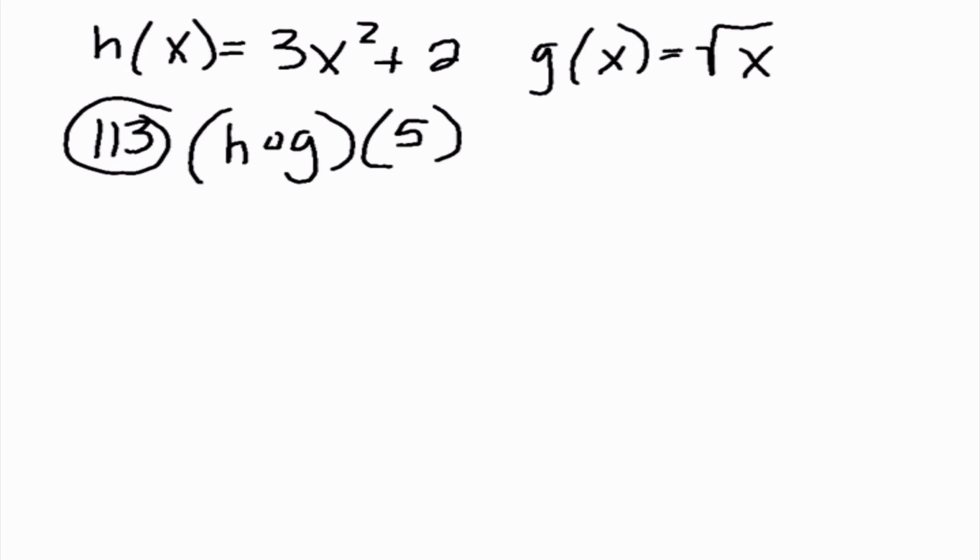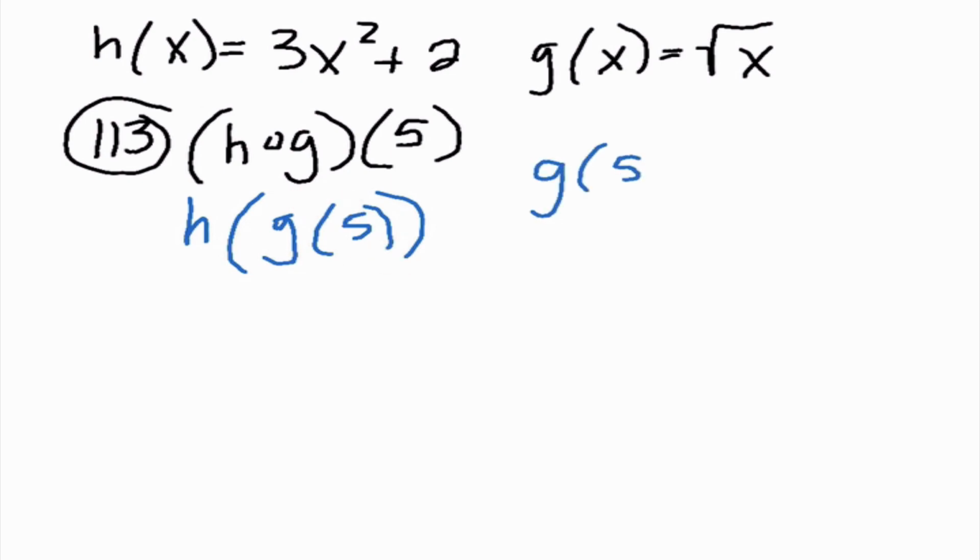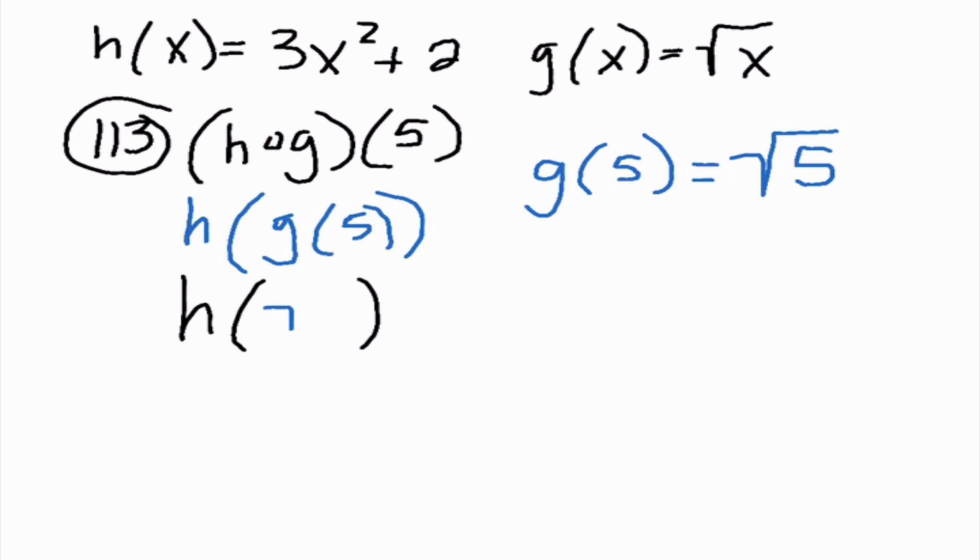And just to review with composition, this is just like if it said h of g of 5. So I am always starting inside. So I need to figure out what is g of 5. So g, remember, is telling me the name of the function I'm using, which happens to be this function. 5 is our input, so wherever there's an x in the function, I'm replacing it with a 5. So now I'm going to write h of, and we figured out that g of 5 was equal to root 5. So this means now I'm doing h of root 5.